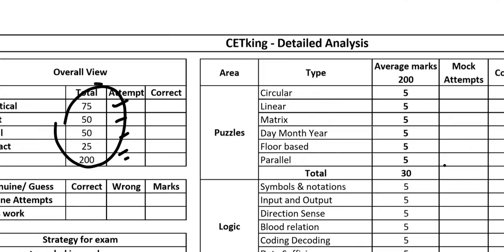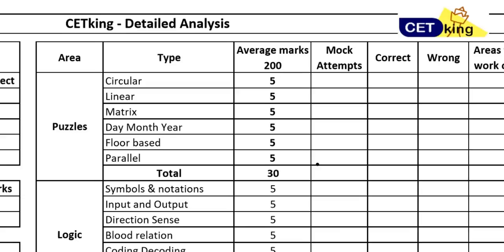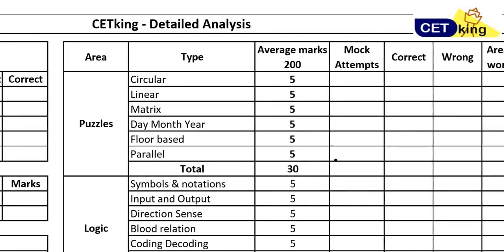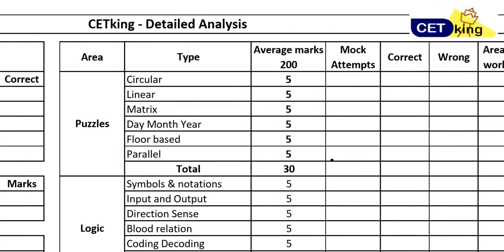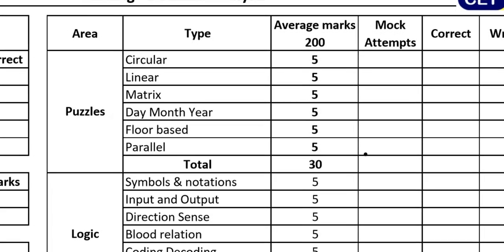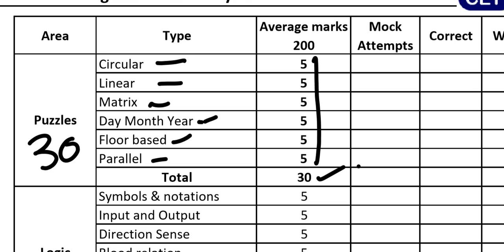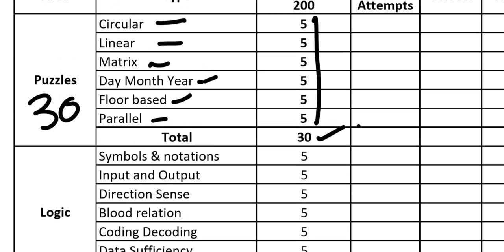Now we move to the second part, a more detailed analysis of each of them. I have divided this complete paper into 8 parts, 4 sections into a total of 8 parts. Starting with the first section, puzzles. 30 questions in puzzles, and this is a typical breakup: circular, linear, matrix, day based, floor based, parallel. Each of them 5 marks, total 30 marks for puzzles. Section number 1.